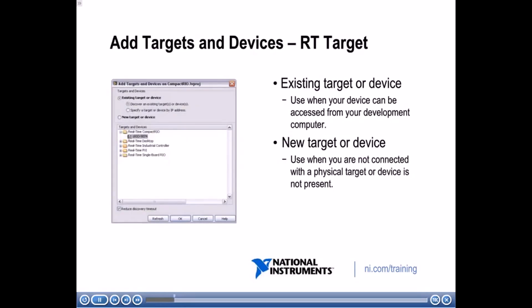In this window, you have two options. If you have an RT target that's already connected on the same network, you can select Existing Target or Device and discover it. Then you'll be able to click OK, and the project will automatically discover your target. However, if you're trying to add an RT target and you don't have it connected yet on the network, you can select New Target or Device. Once you've selected that, under New Target or Device, you'll be able to browse and create the target that you're going to receive in the future.